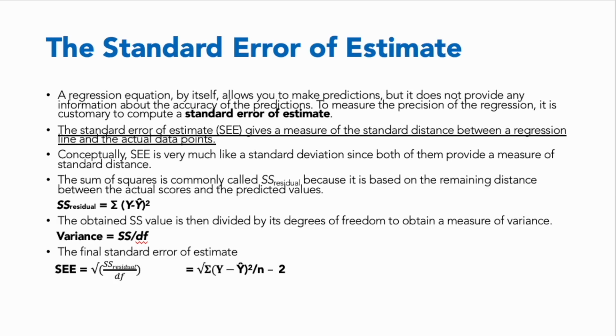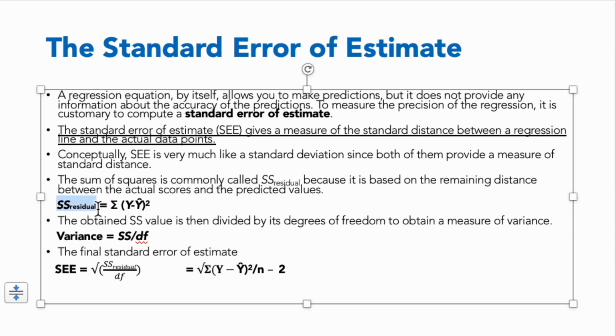This distance can be calculated by first getting the sum of squares residuals. The sum of squares residuals is the sigma, or the total, of y minus y hat squared.